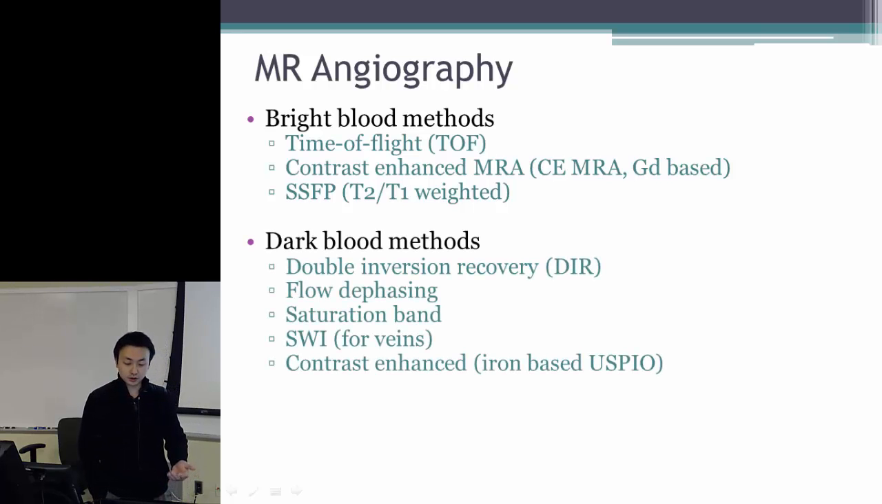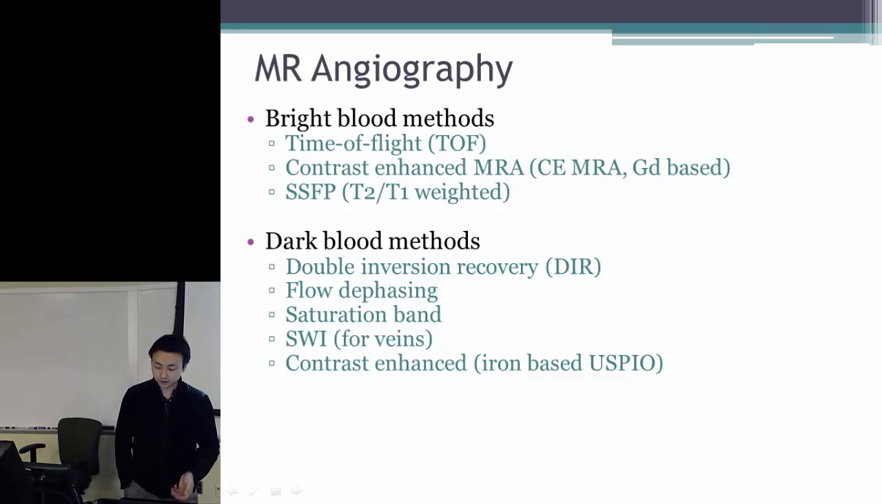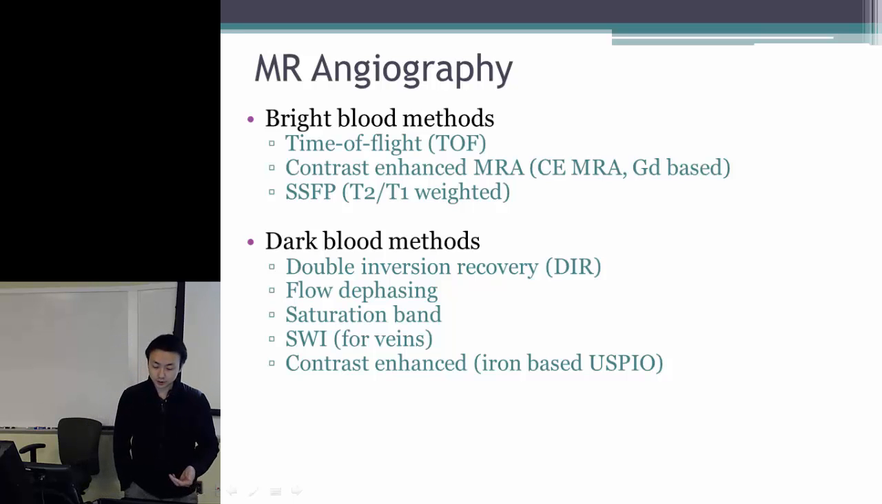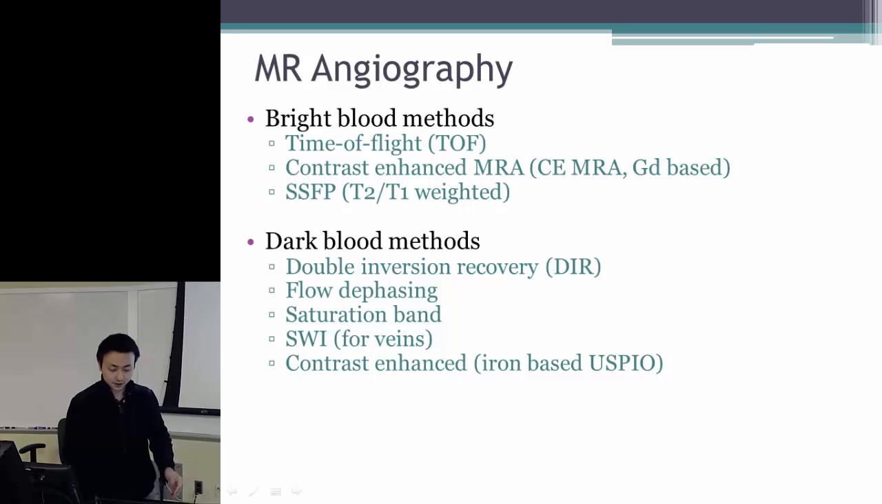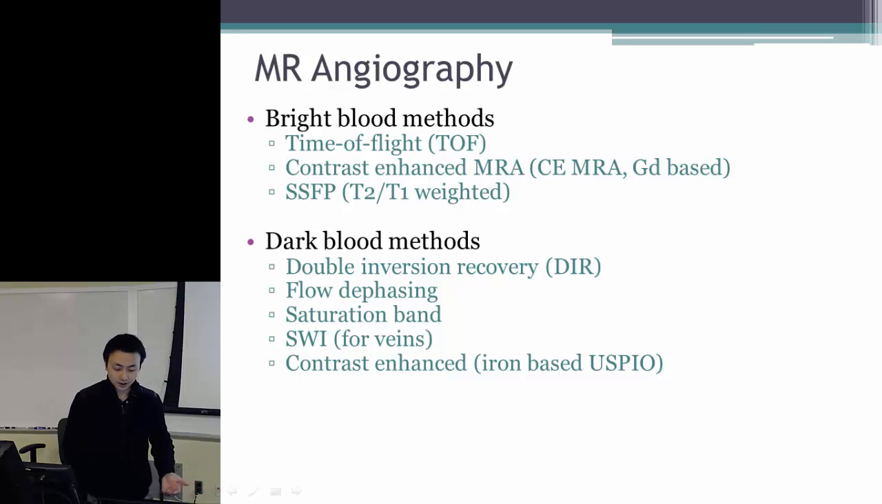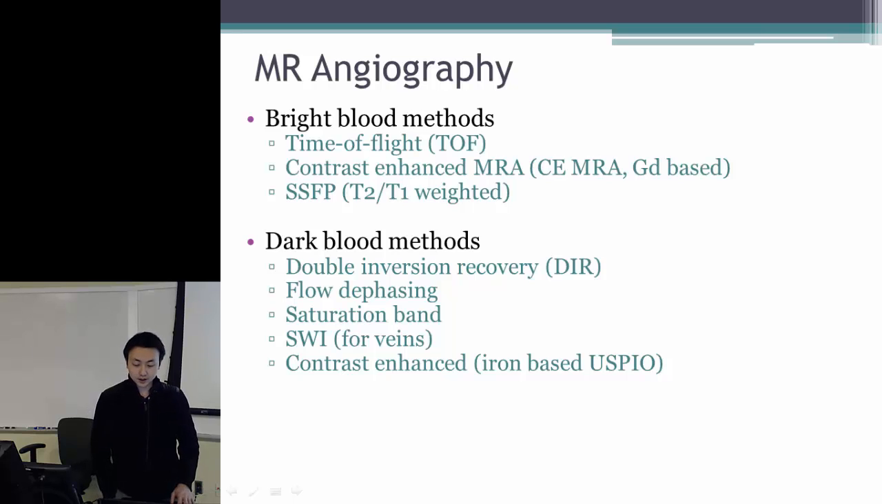There is also another type of MR angiography methods. They're called the dark blood methods, or the black blood methods. So this kind of dark blood method includes the double inversion recovery. We'll take a look at it later. Flow dephasing, and saturation, the use of a saturation band to saturate the inflowing blood.